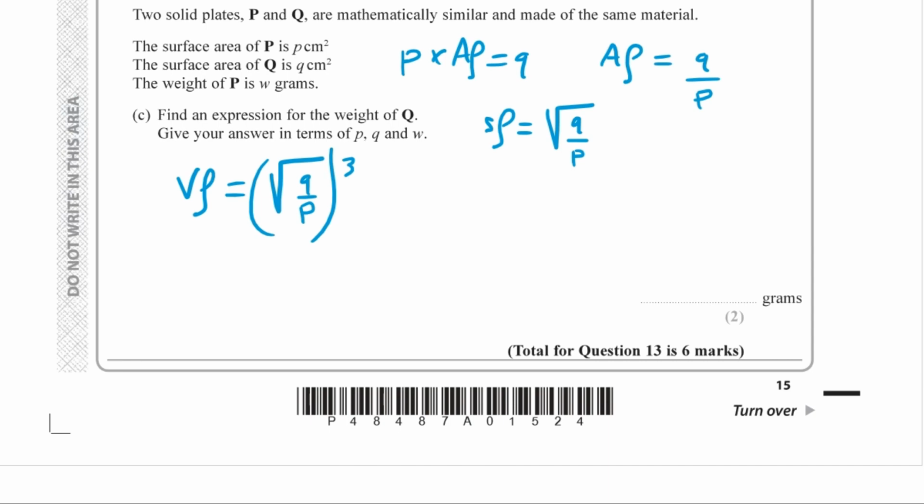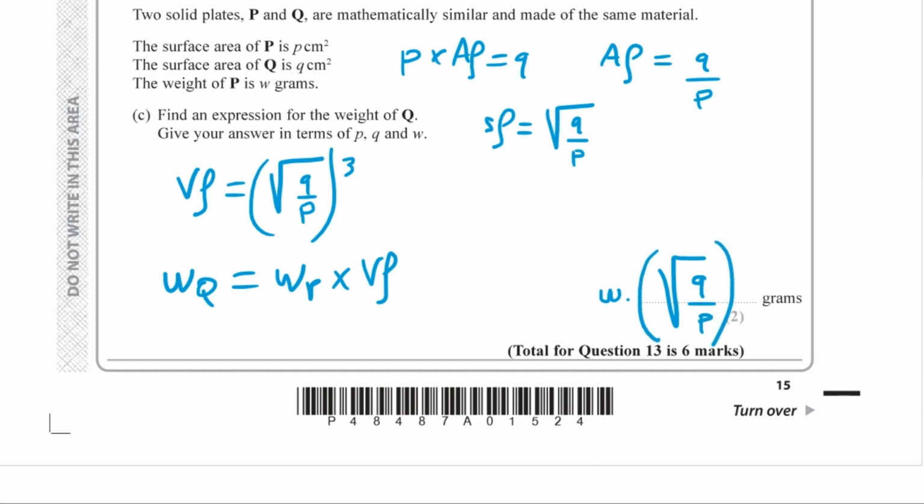Now, if the weight of Q has a relationship with the weight of P, so the weight of Q is going to be equal to the weight of P times a volume factor. And so this question was definitely a little bit tricky, but we can say that the weight of Q is equal to the weight of P times the square root of Q over P, and all of that will be to the power 3, since it's the weight of P multiplied by the volume factor.